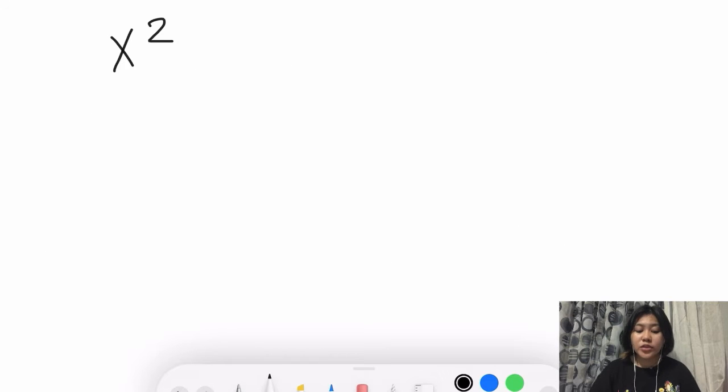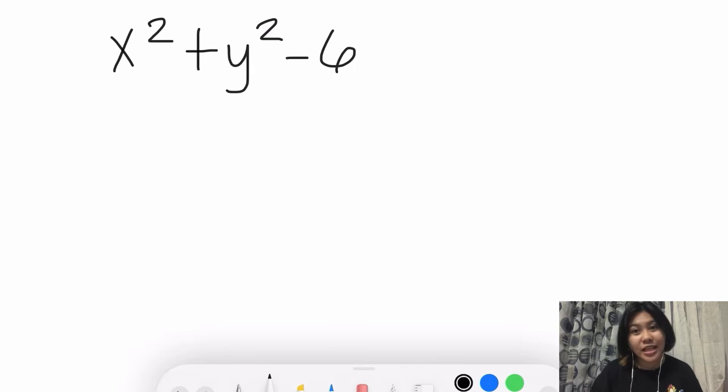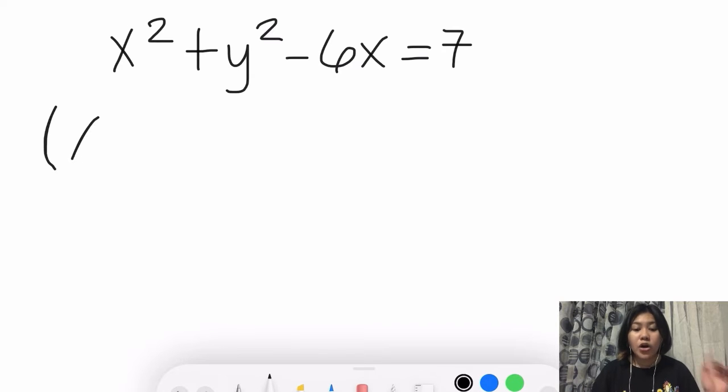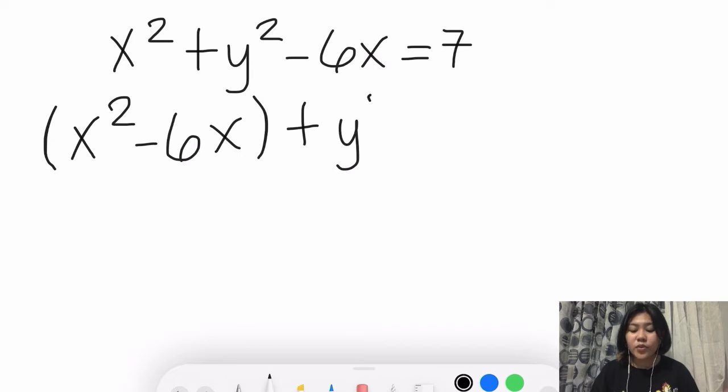Now, let's proceed to our second example. In this problem, we need to find its center and its radius. So, our given here is x squared plus y squared minus 6x equals 7. Once you've seen this kind of equation, you need to group them by the same variable. Now, we're going to have quantity x squared minus 6x quantity plus y squared is equal to 7. 7 will remain on the right side.